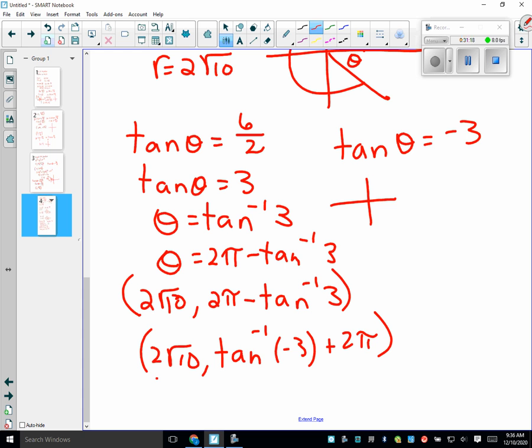Either one of these would be correct. Just have to get one of them. Said it was the hardest, didn't I?